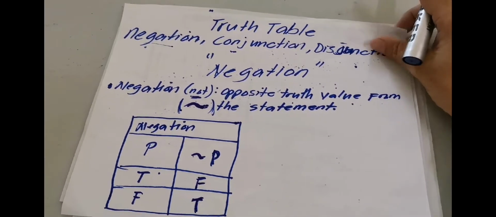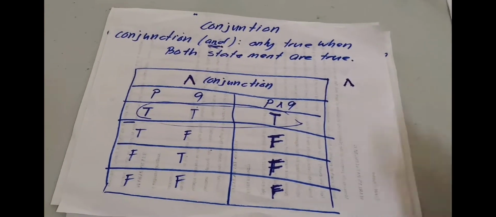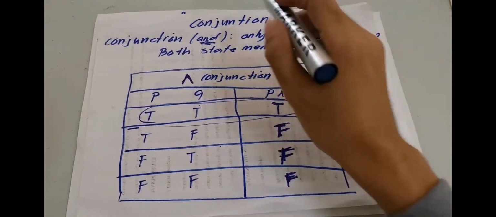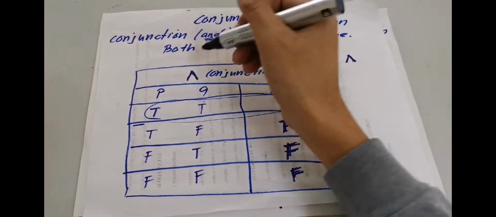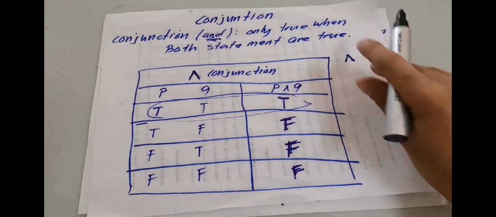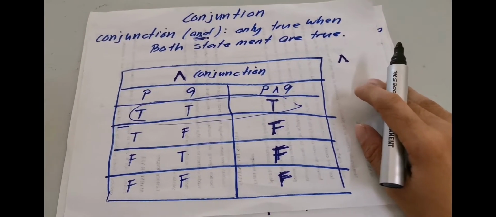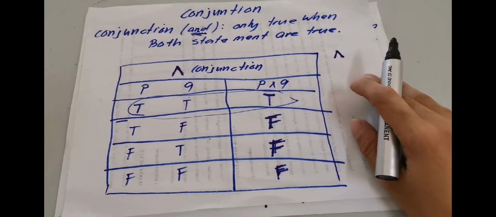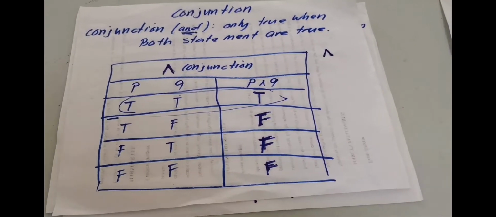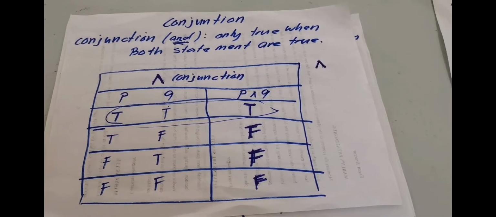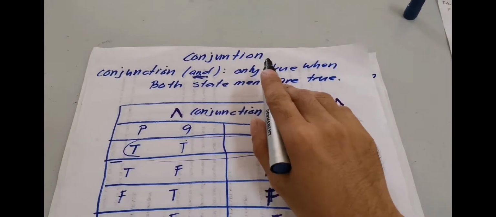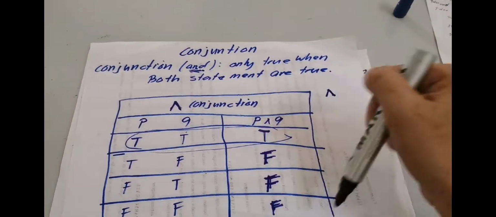So let's proceed to the conjunction. So this conjunction, ang pasabot na is and. So ang symbol is kaning V nga nakaduko. So according to the definition, this conjunction is makita ra nimo ang true if ang duha ka statement nimo is parehang true. For example, this table.